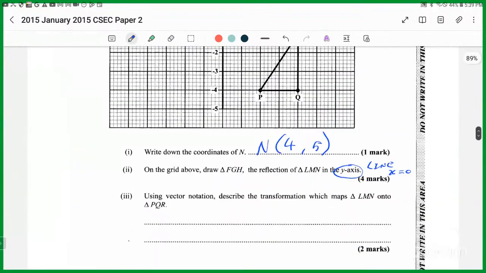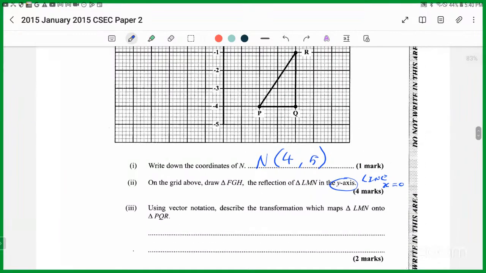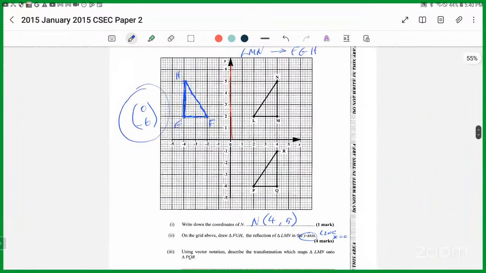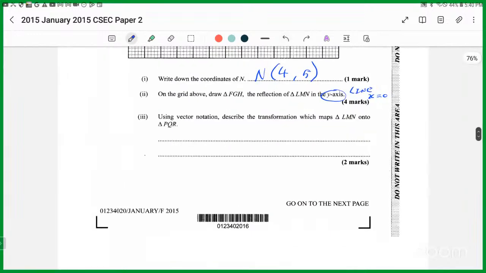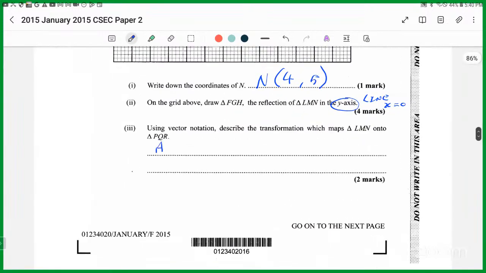That's it. The next part says use vector notation to describe the transformation which maps LMN onto P'Q'R'. That's a translation. I want us to use this vector notation. So it's going to be a translation.